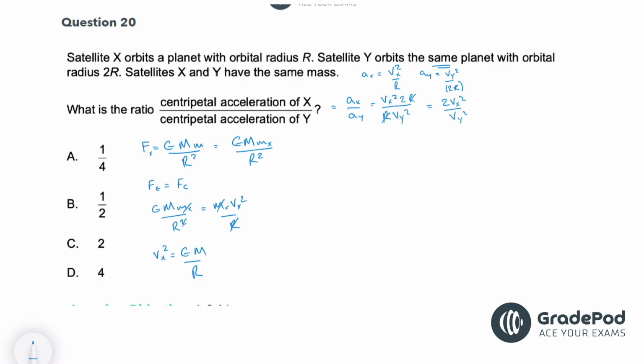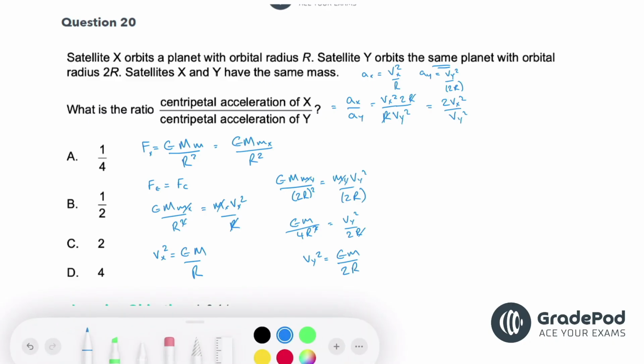But we also need one for Y. So we do the same. G M mY over 2r all squared equals mY vY squared over 2r. Okay, let's cancel out these. That's going to be GM over 4r squared equals vY squared over 2r. Take one of them out, and that's going to give us vY squared equals GM over 2r.